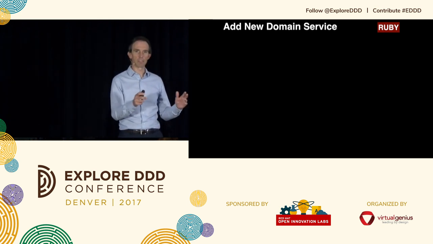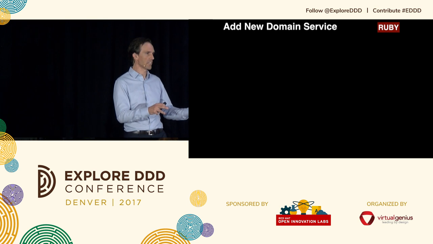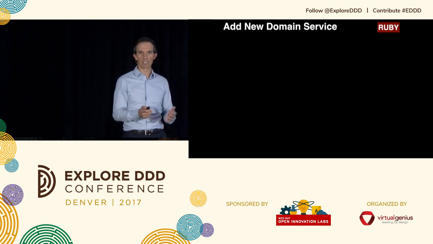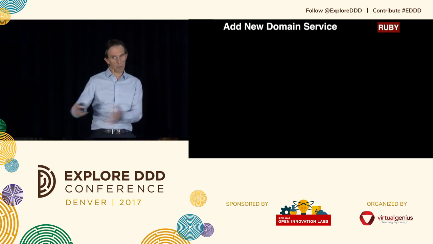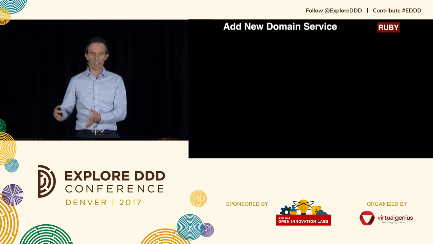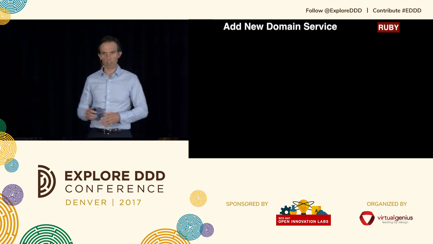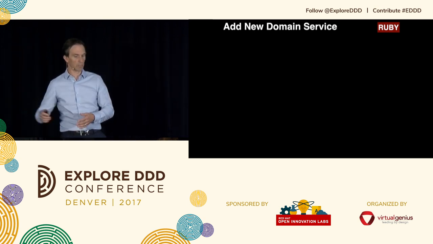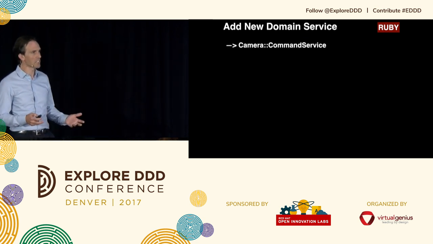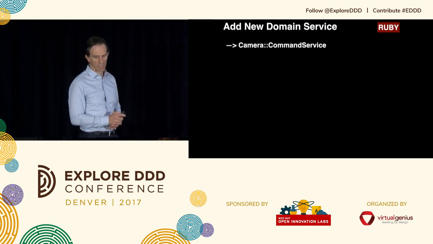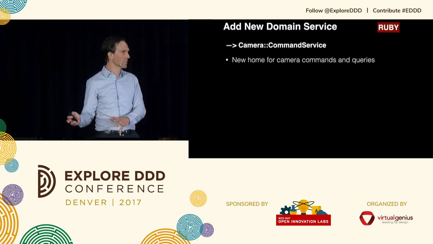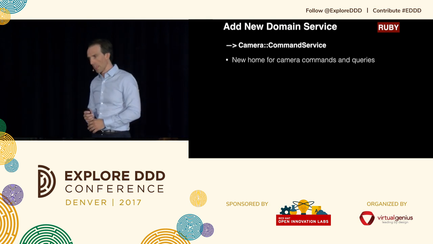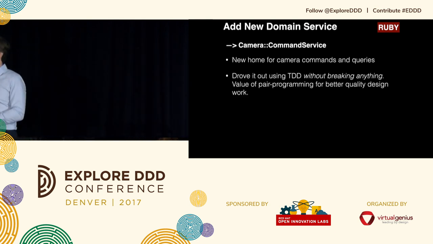Right, so that whole thing of being open to extension, closed to modification, that's the idea, right, is that you add new stuff if you can, rather than modify the existing stuff, be biased towards adding new stuff and then refactor the existing stuff once you get the new stuff working, or as you get the new stuff working. So we decided to add a new domain service, command service, to handle the camera behavior. So all the commands and queries we could now send, at least send, through this command service as a new thing.